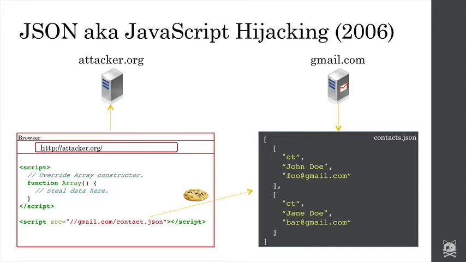So what Jeremiah Grossman did is he just overrode the array constructor and included that Gmail JSON file. The JavaScript engine would see there's an array literal, it would invoke the array constructor and pass over the data to the array constructor. And that's where he got hands on the data and got a reference. So he was able to leak data across domain boundaries. But this attack happened in 2006, and in the meanwhile, it was fixed.